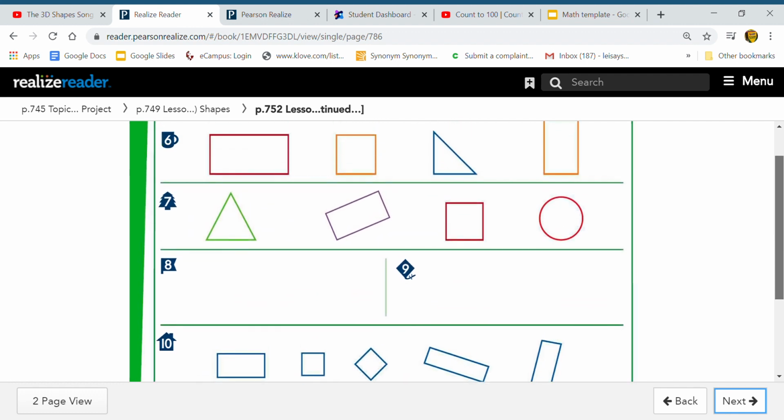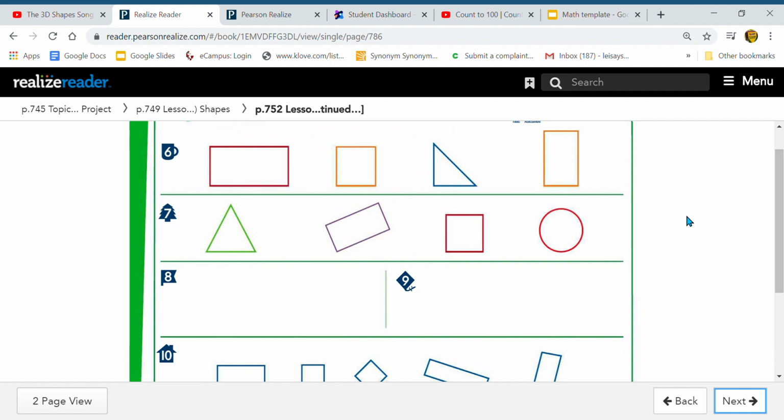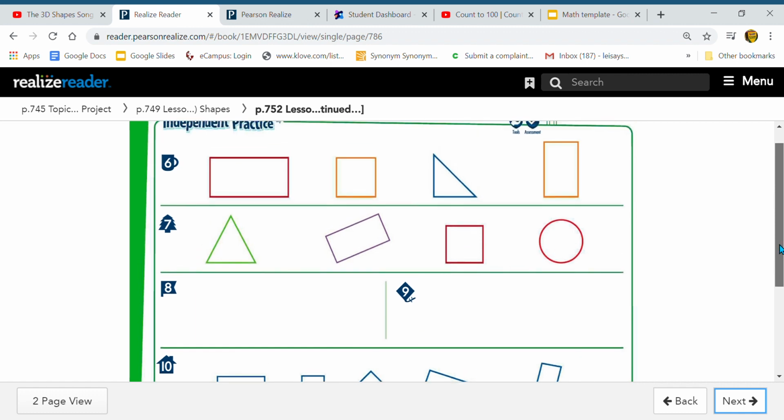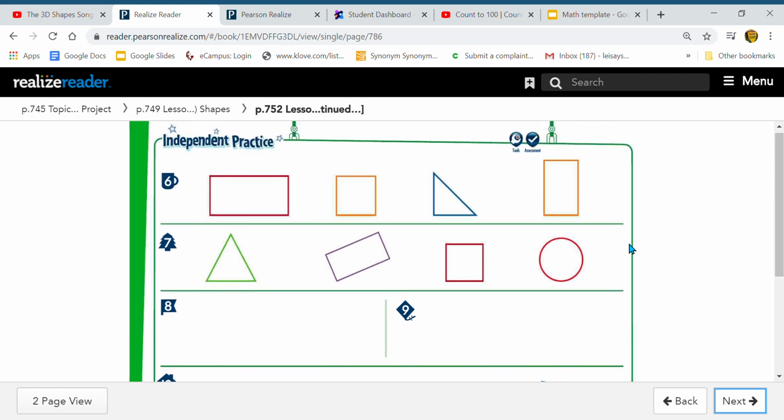Okay, so we're on number 6 with the mug. Let me look at the clues for number 6. All right, so the first clue is all of my sides are not the same length. So we're looking at these 4 shapes. The clue is all of my sides are not the same length. They're not the same.